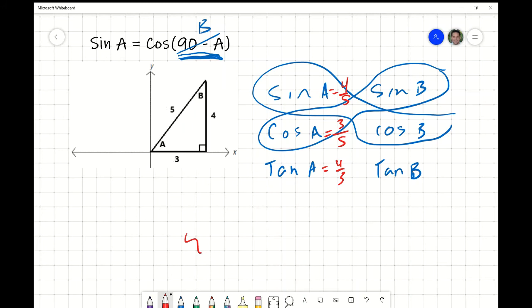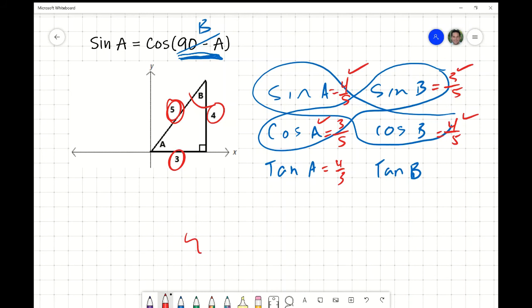And now let's put our reference angle up here at B, okay? Sine of B now is going to be 3 over 5. Well, that's different from sine of A, no surprise there. All right, now our cosine of B is going to be 4 over 5, right? And right there we see it. Sine of A is equal to cosine of B, and cosine of A here is equal to sine of B.